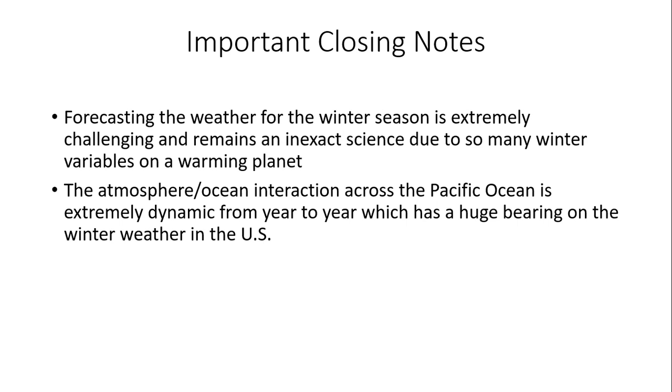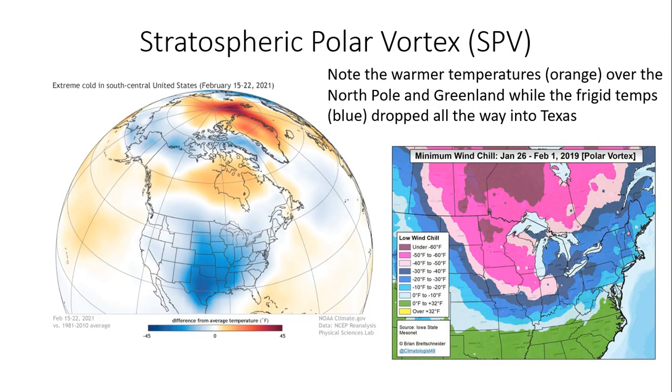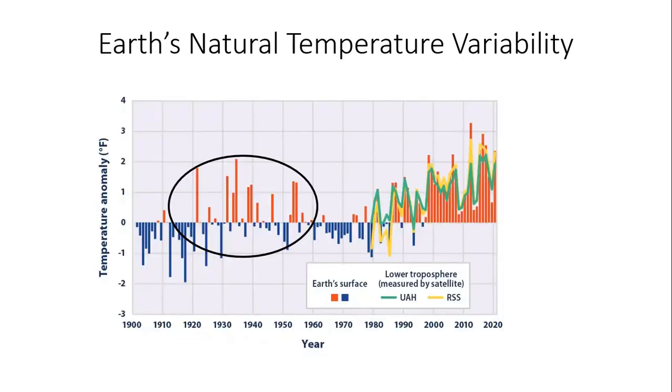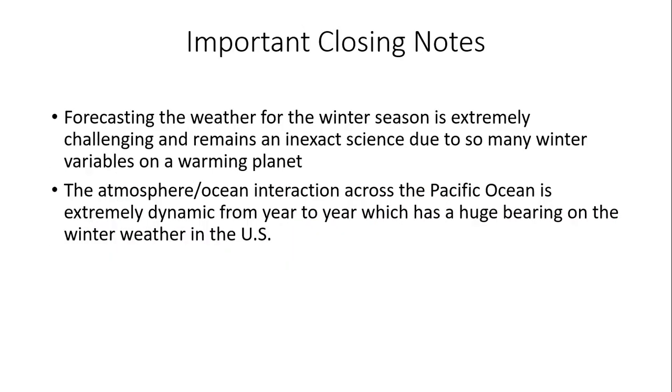As far as these closing notes for today's video, forecasting the weather for the winter season is extremely challenging, and it remains an inexact science due to so many winter variables, on a warming planet on top of that. We looked at all these things that go into winter weather, which could really impact the winter weather across the United States. There's countless numbers of climatic drivers. Okay? The atmosphere-ocean interaction is extremely dynamic.